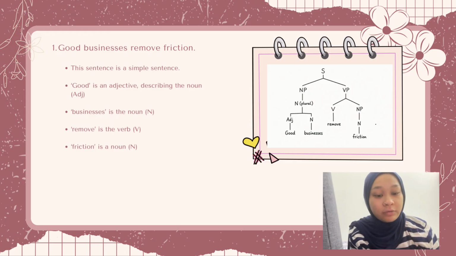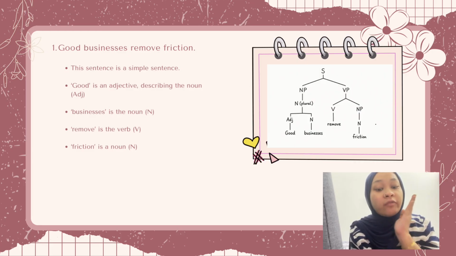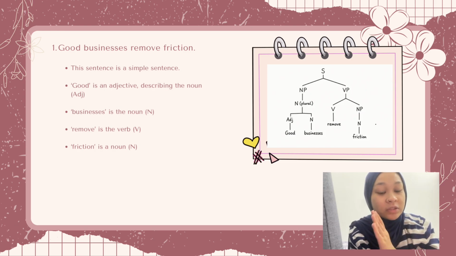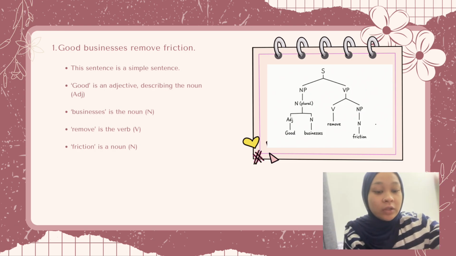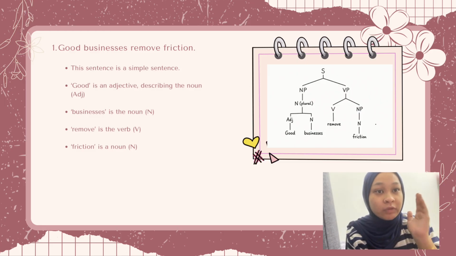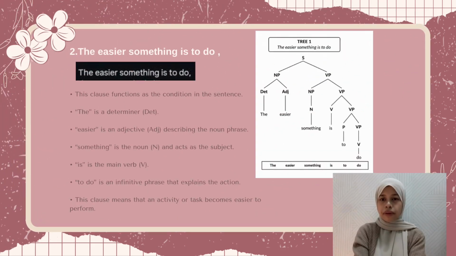So for the tree diagram for this sentence, we started with the sentence, and then we divide it into two: the noun phrase and also the verb phrase. Under the noun phrase, we have adjective and also noun, where the adjective is "good" and the noun is "businesses." For the verb phrase, we divide it into two also, which are the verb and also the noun phrase. The verb under the verb phrase is "remove," and the noun is "friction."